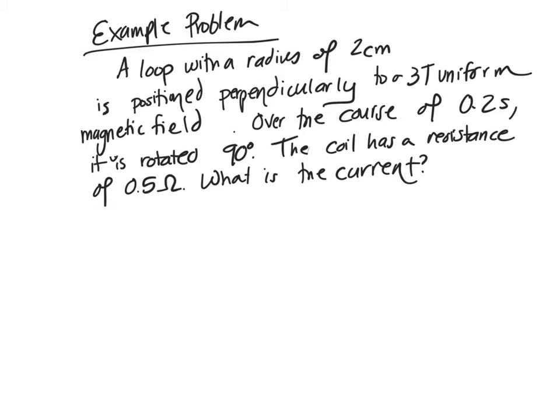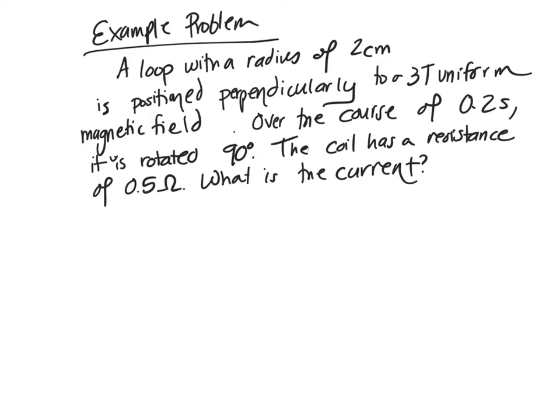Okay, let's try this problem. It is similar to a homework question. A loop with a radius of 2 centimeters and 30 turns is positioned perpendicular to the uniform magnetic field. Over the course of 0.2 seconds, it is rotated 90 degrees. The coil has a resistance of 0.5 ohms. What is the current? All right, so we know, first of all, that the equation for the EMF is going to be change in flux over time. Well, they gave us the time, so we're going to have to figure out that change in flux.